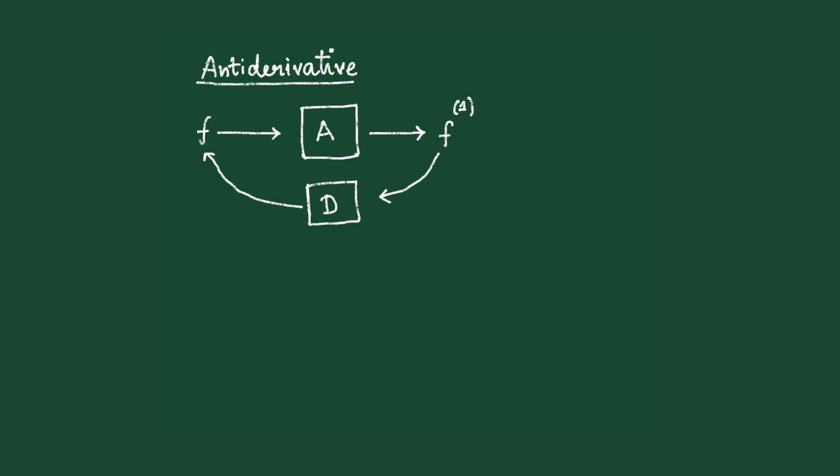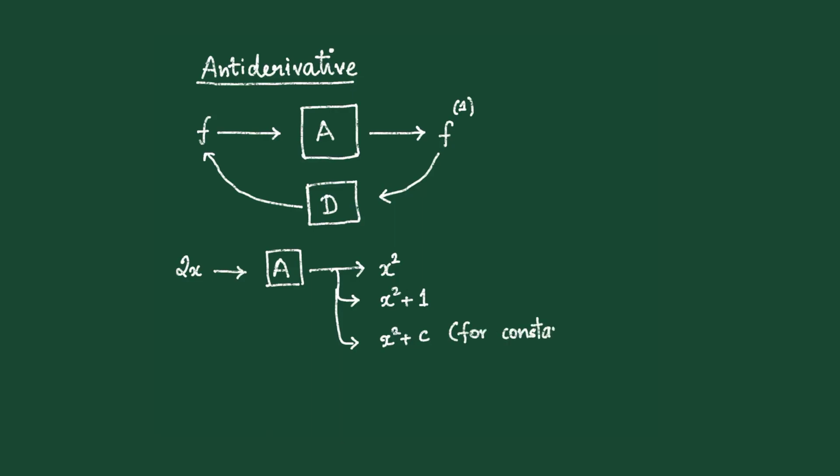Let us try to find out what the antiderivative of the function 2x is. Now, from the table that we had above, we can see that x squared is one function whose derivative is 2x. But the next question that arises is, is that the only function? Clearly, if we consider x squared plus 1, its derivative is also 2x. In fact, we can take x squared plus c for any constant c. This gives us a family of antiderivatives of the function 2x. Now we ask the question, are there any more? The answer to this question is no.